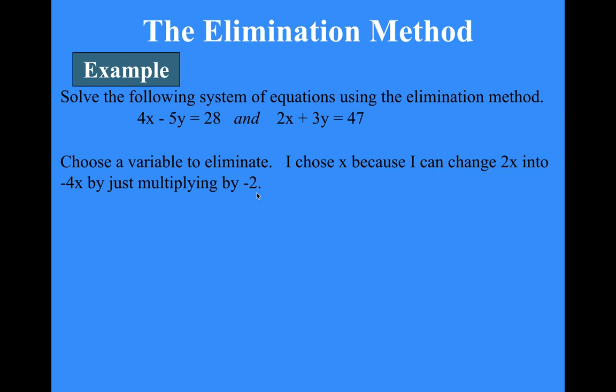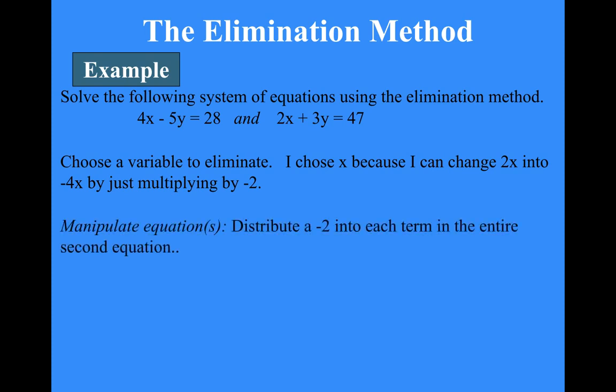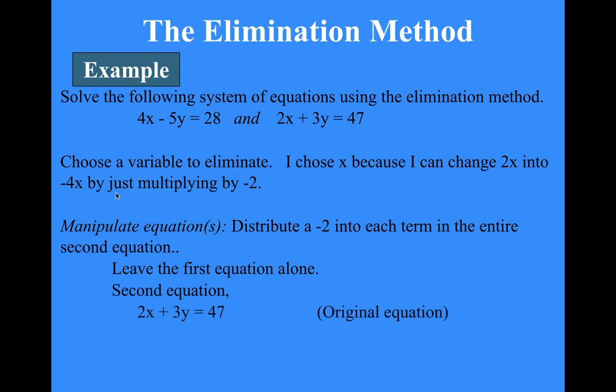If you're sitting there confused as to why we're doing that, don't worry. Once you see the next few steps, this should hopefully make sense. So we're going to manipulate the second equation by distributing a negative 2 into each term in the entire equation. So we're going to leave the first equation alone. We're not going to touch it because, again, we're going to turn 2x into the opposite of 4x.